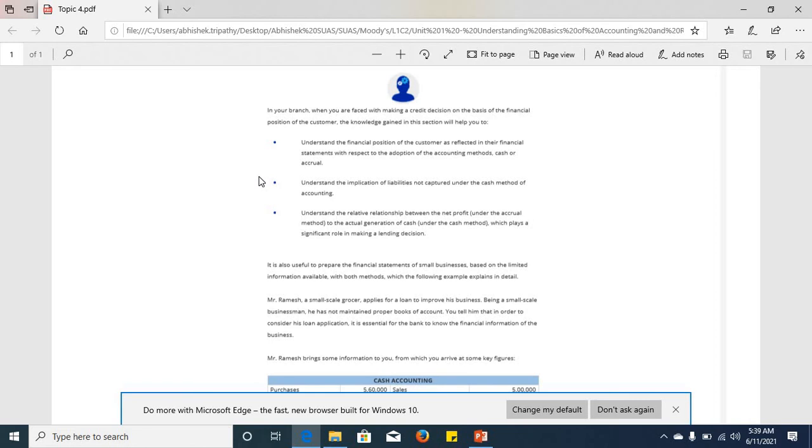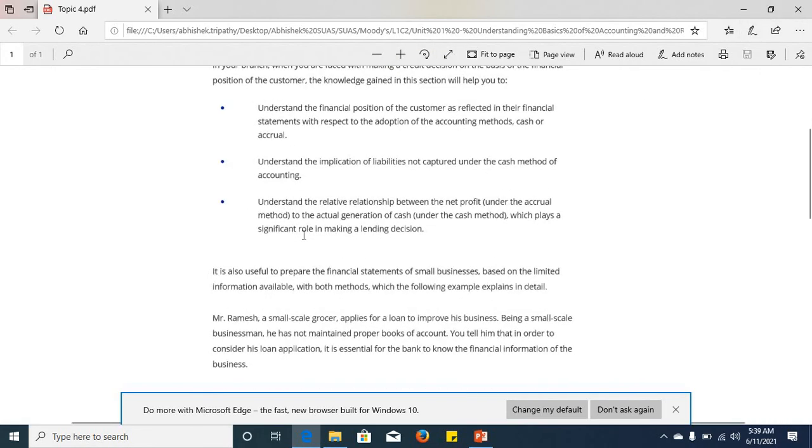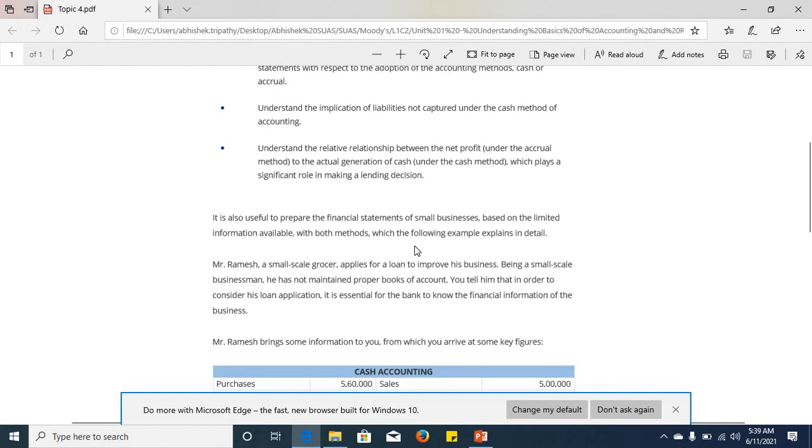Understanding the implication of liabilities not captured under the cash method of accounting. Understanding the relationship of the net profit under the accrual method to the actual generation of cash, which plays a significant role in making a lending decision. It is also useful to prepare financial statements of small businesses based on limited information available with both methods, which the following example explains in detail.